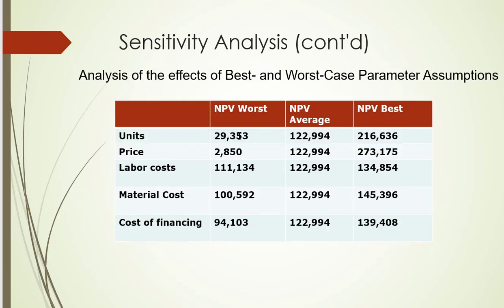So in this case, if you look at units, the very worst net present value that we would find with that worst case scenario is $29,000, and the best case is $216,000. And if you use the net present value averages for all of these, we find out that $122,994 is what we assume the average net present value would be.